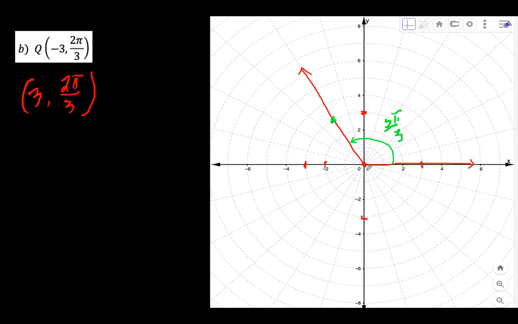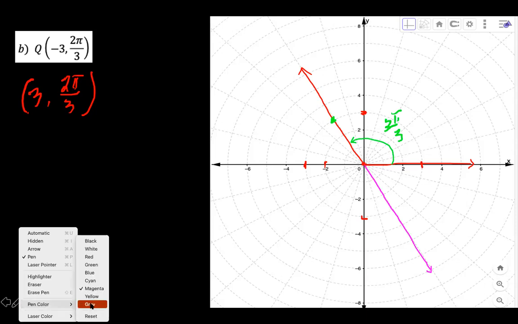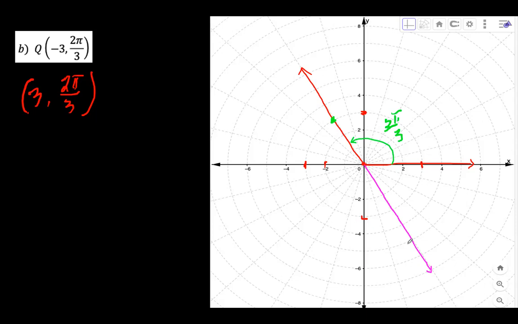So 1, 2, so here we go. We can find that here. All right. And of course, since we're dealing with -3, the absolute value of -3 is 3, so therefore our final point is here. All right, so this is our point Q, -3, 2 pi over 3.